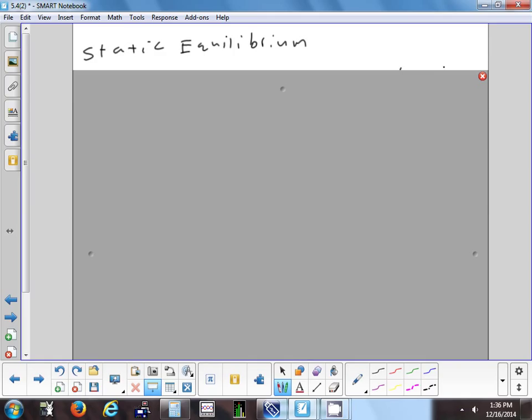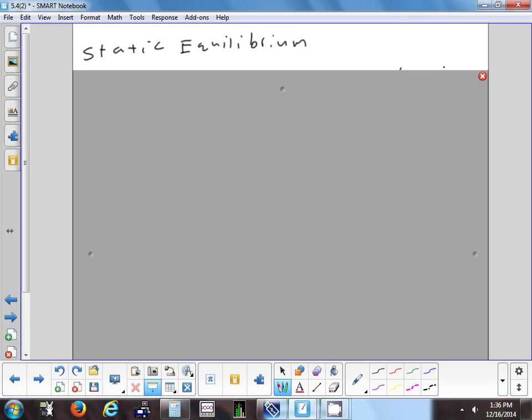What does it mean if something's in equilibrium? Anybody know what that means? Balanced. Okay? And static, if you think of static means it's not moving. So we're talking about something where everything is nice and balanced and it's not moving. An example of static equilibrium is the pile of papers on that table.